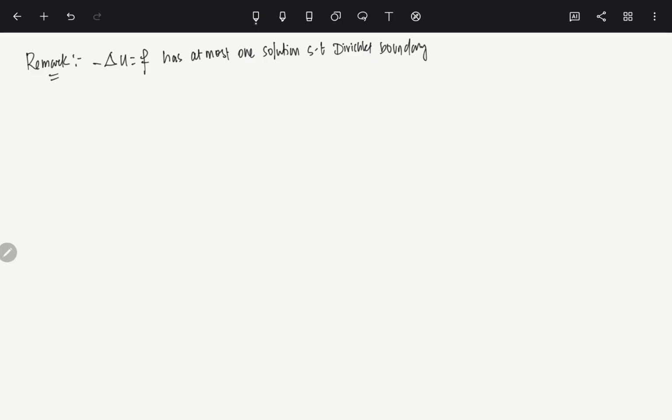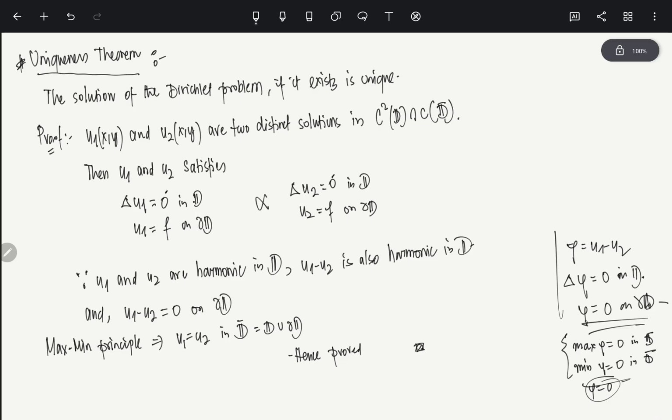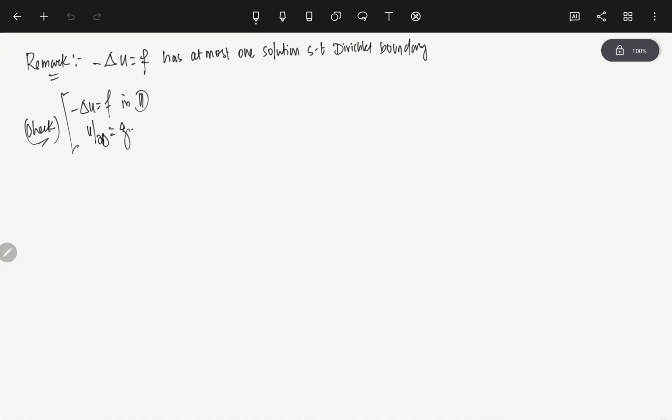What I mean is this equation: minus Laplacian u equals f in D, and u restricted to the boundary of D is, let's say, g. This is your Poisson equation. What I'm trying to say is, if there is a solution, it has to be unique. So check this. Clear? Basically the same thing. If you replace 0 with another function g or f, it doesn't matter. If you subtract, it basically becomes 0, so all of this analysis goes through and nothing changes.